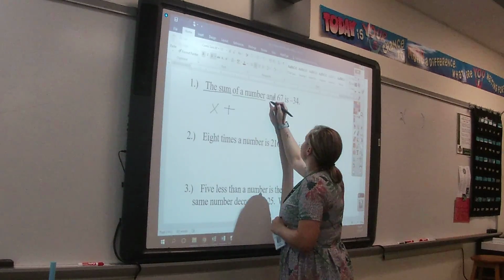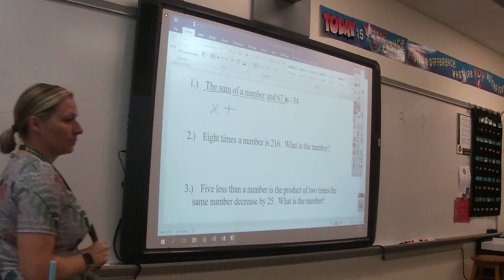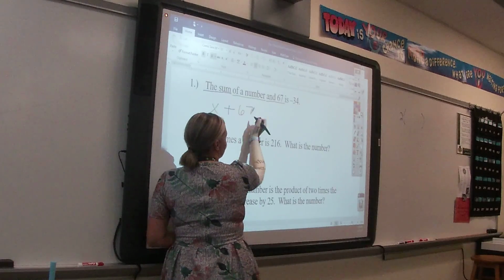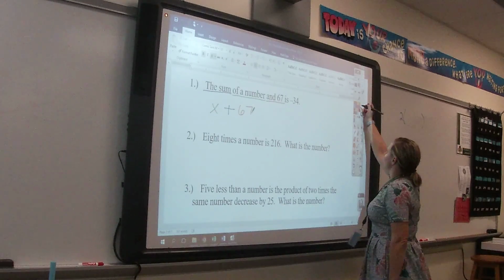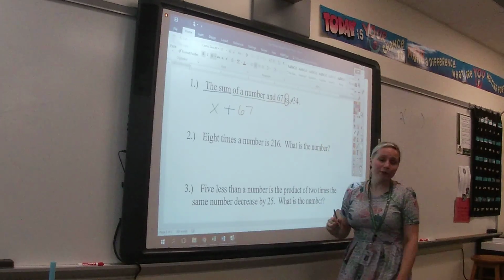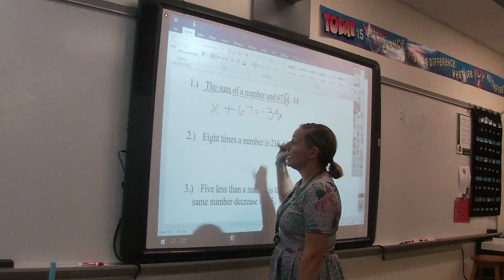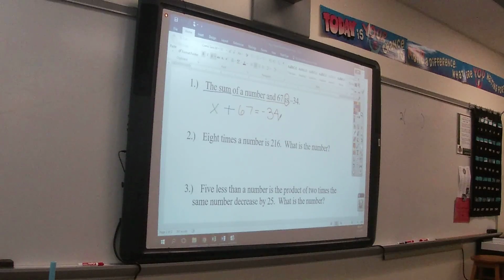And 67. What are we going to put for "and 67"? 67. I mean, right? This isn't rocket science there. New color. "Is": what are we writing for "is"? Equals. Negative 34. We're just writing negative 34. Don't look at the entire thing. One small chunk at a time. Are we okay on that one? So far, so good?